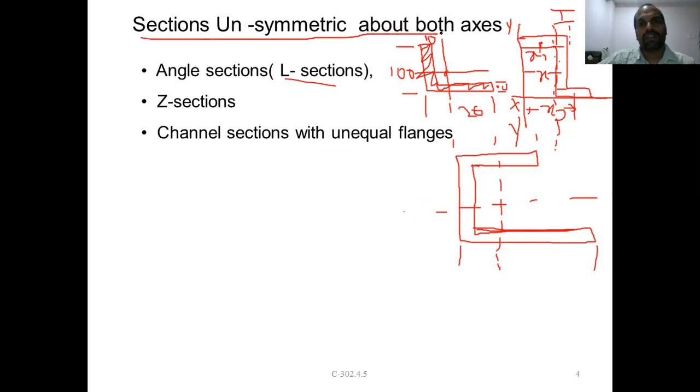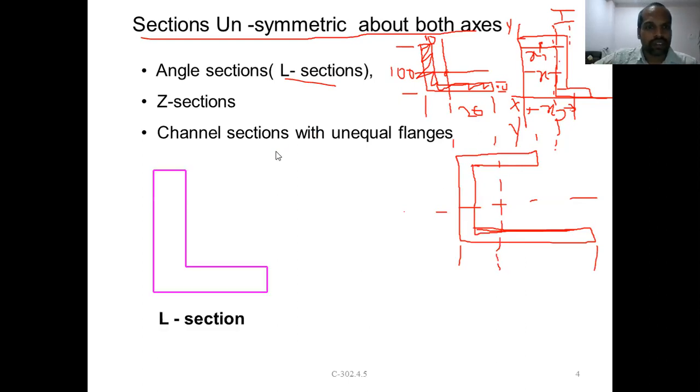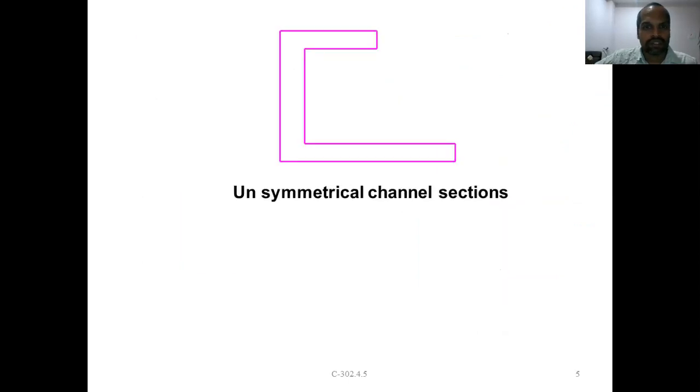These are some examples of sections unsymmetric about both axes. The effort required for calculating moment of inertia is more or less the same whether it is unsymmetrical or symmetrical about both axes. In some cases it may be less, but here the additional effort required is that you have to calculate centroids for both cases, both x bar and y bar. If it is symmetric about any axis, the centroid calculation becomes easy at least along one direction. That is the only reason. So this is that section, the channel section.